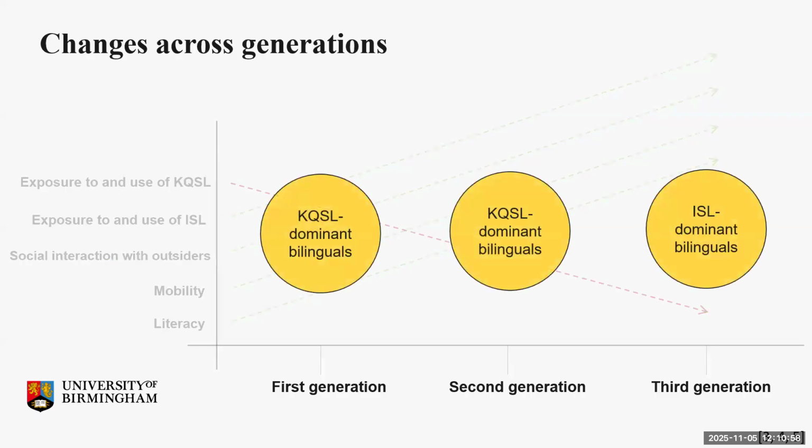So today we have 3 generations coming from different sociolinguistic backgrounds. The first generation, yes, they're all bilinguals, but the first generation is KQSL dominant. The second generation as well, but they use more ISL. The third generation, here you can see an extreme language shift using ISL as their preferred and dominant language in day-to-day use.